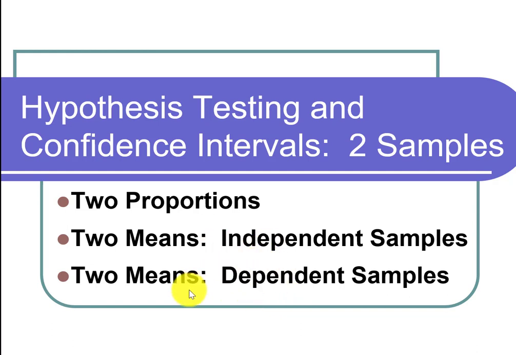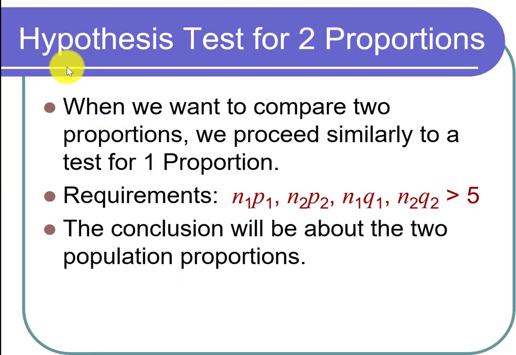So let's start out by looking at proportions, and in particular, how do we conduct a hypothesis test for two population proportions? It turns out if you do want to conduct a hypothesis test to compare two population proportions, it's very similar to one proportion. Now, if there's two proportions, there's two sample sizes. There's an N1 and an N2, and there'll be two sample proportions, a P1 and a P2, and also two proportions of no answers, a Q1 and a Q2.